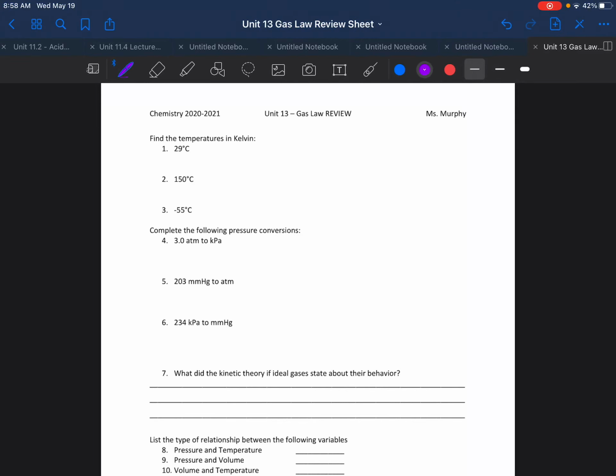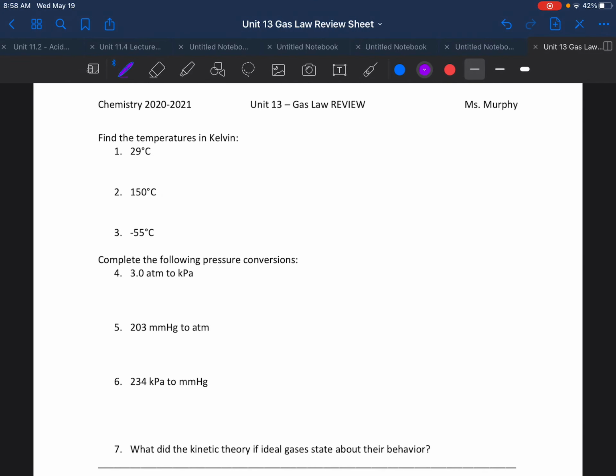All right, let's review gas laws. So the first thing that we need to know is how to convert from Celsius to Kelvin. And so our equation is Kelvin is equal to degrees Celsius plus 273. So when we have something in Celsius, we just add 273.